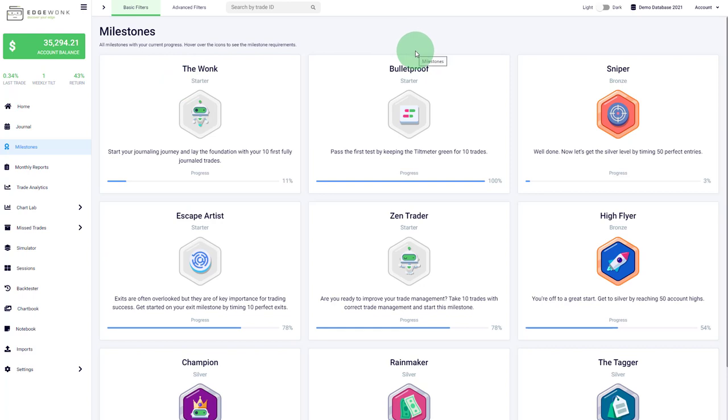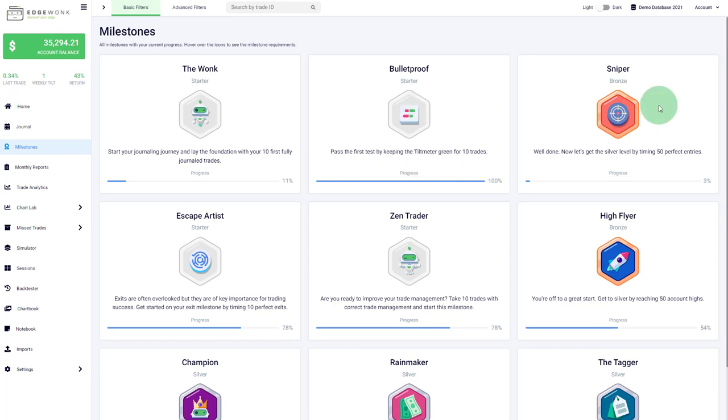Next is Bulletproof. The Bulletproof milestone is designed to encourage positive and good trading behavior, improve your consistency, improve your discipline, and in general just have better trading processes. To keep the Bulletproof milestone growing, you need to have trades with a green tilt meter.